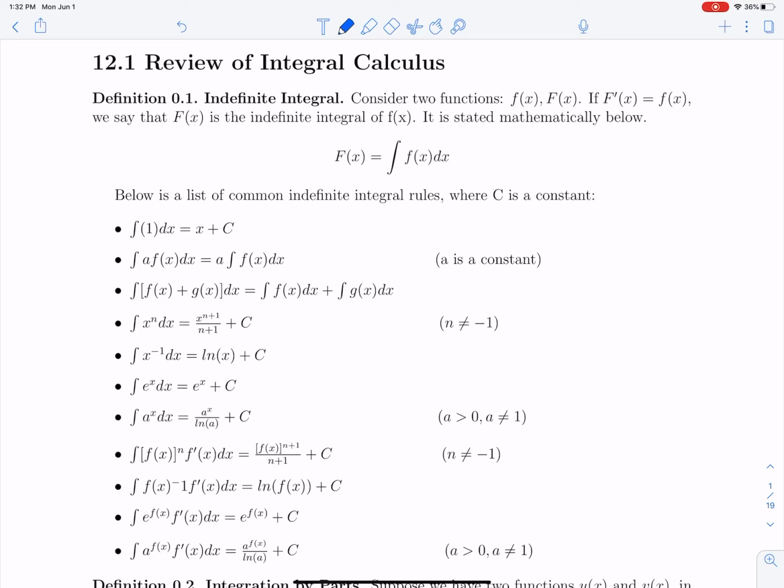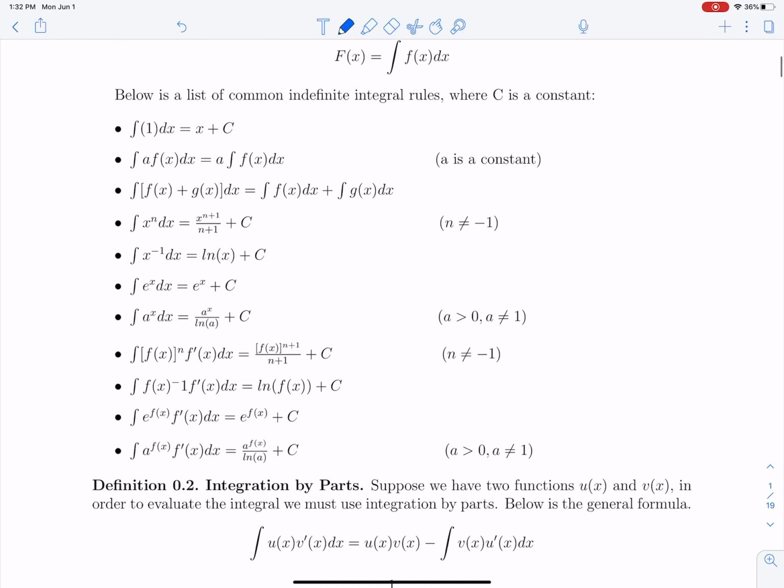Indefinite integral. Basically, all you have to worry about is that there are these two functions that are related. Little f of x is the derivative of big F of x. So we say F of x is the indefinite integral of little f of x. And here's the mathematical representation below. You've probably seen it a million times in your textbooks. Basically all I say is integrating is backwards derivative. And if that helps you, great. But however you remember it works as well.